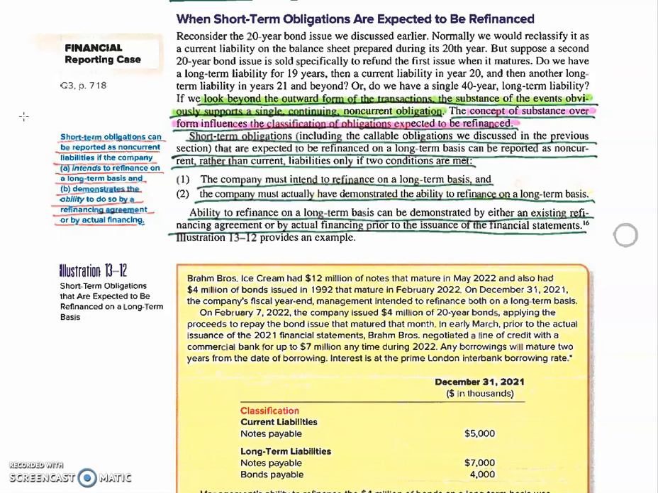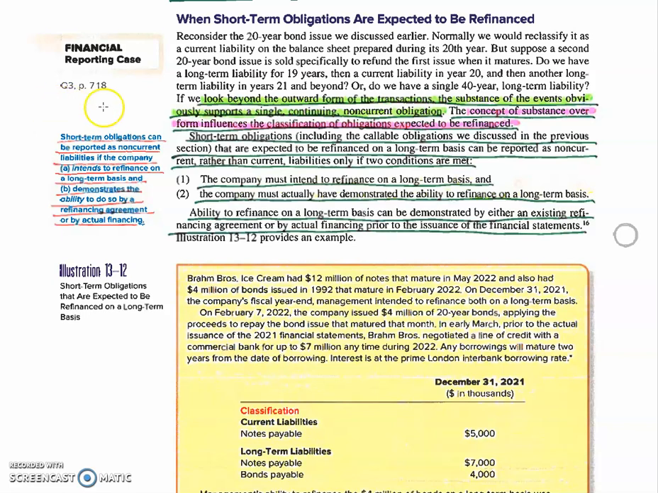Now, that's what your book talks about right in here. So let's just read this. Short-term obligations can be reported as non-current liabilities if the company A intends to refinance on a long-term basis and, notice the and, both of these have to be true, and B demonstrates the ability to do so on a refinancing agreement or by actually refinancing.